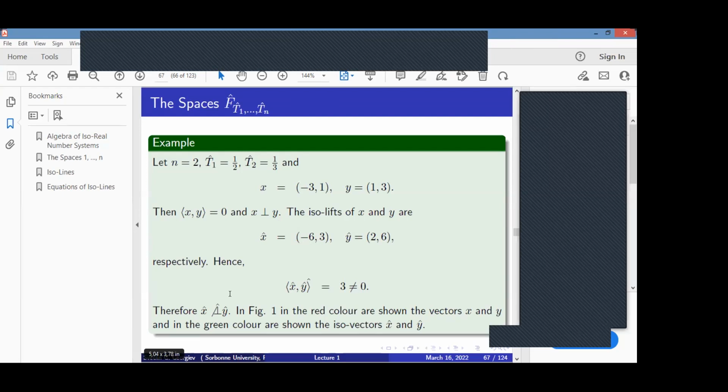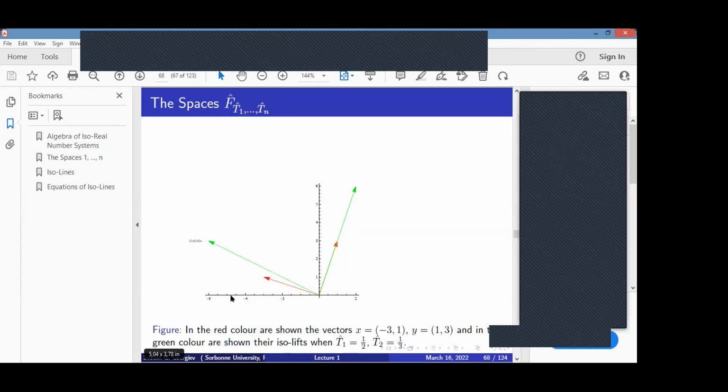So in the next example, in red color are given the real cases, but in green color are the iso cases. We do not have orthogonality in the iso case. As we see in the real case, we have orthogonality. This is the red case.